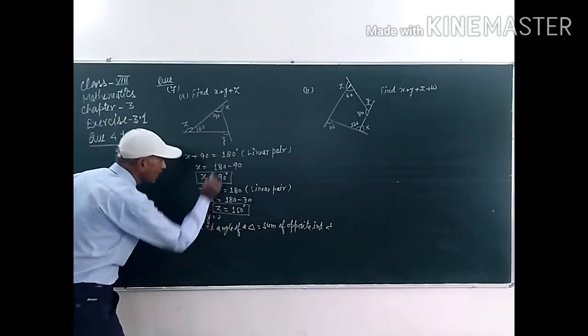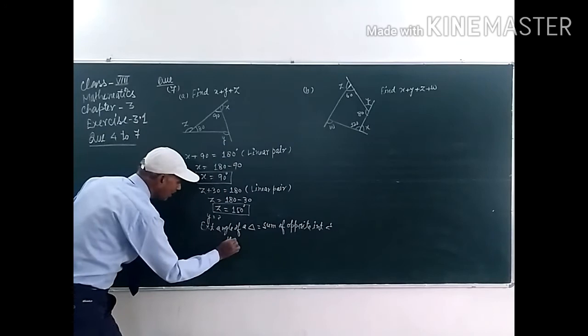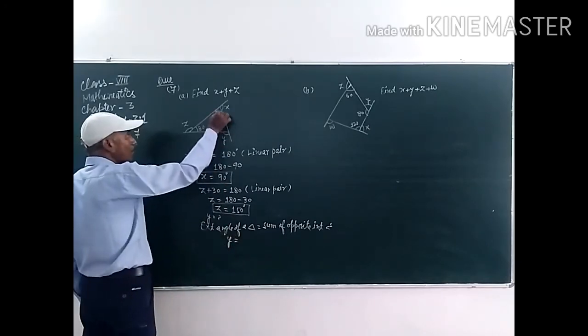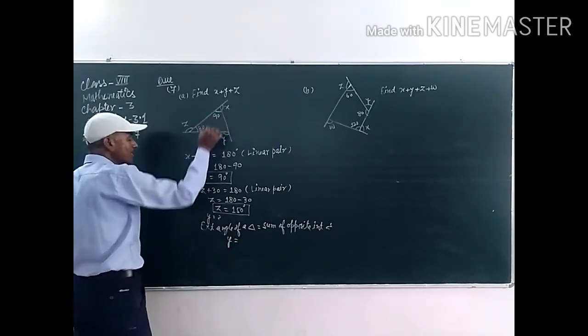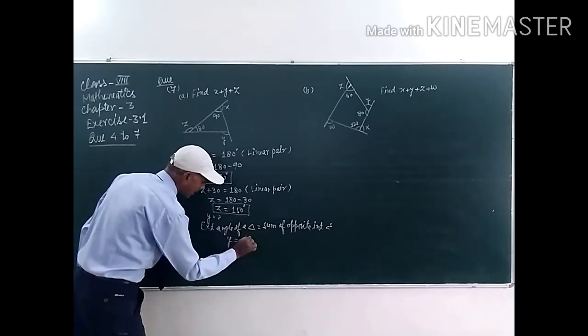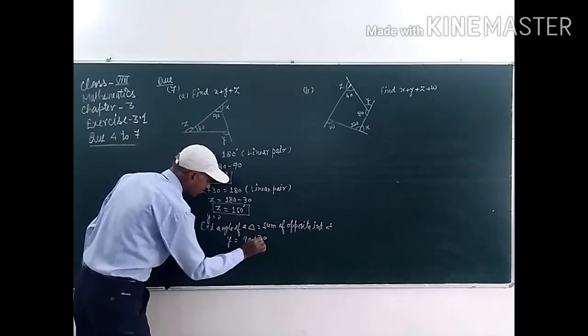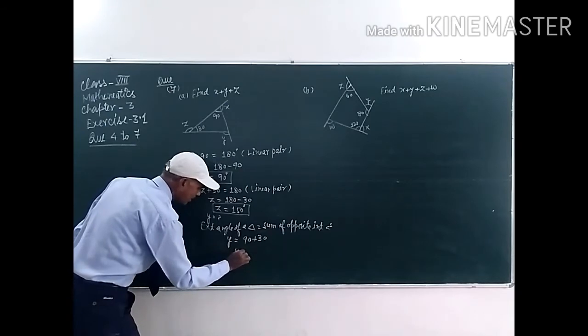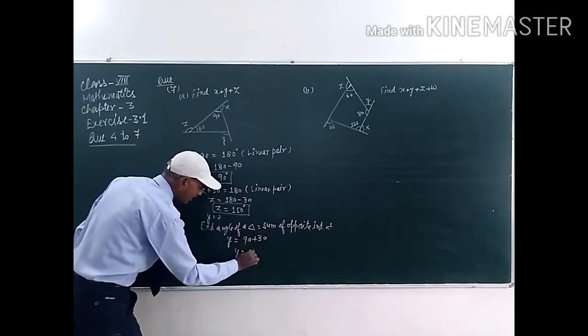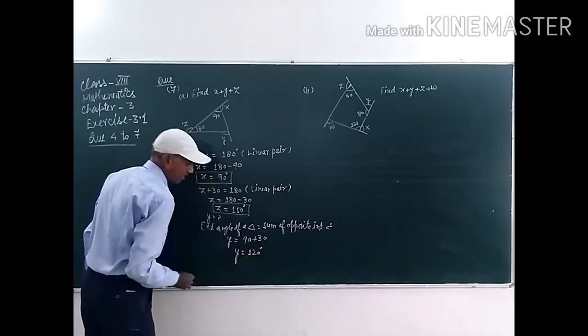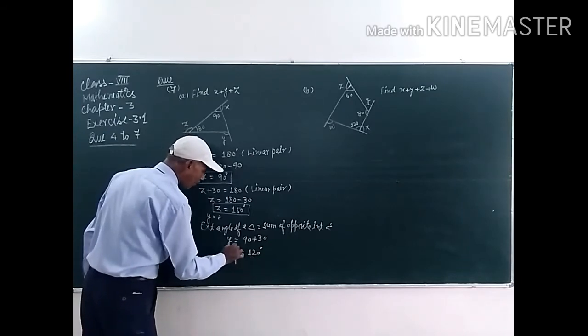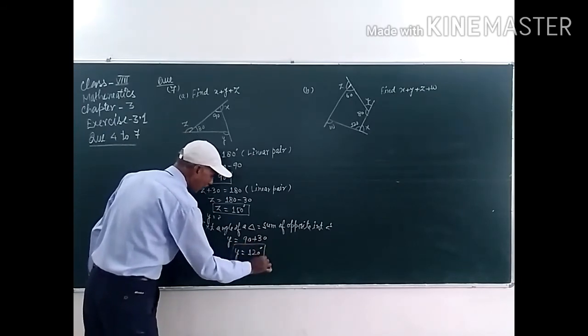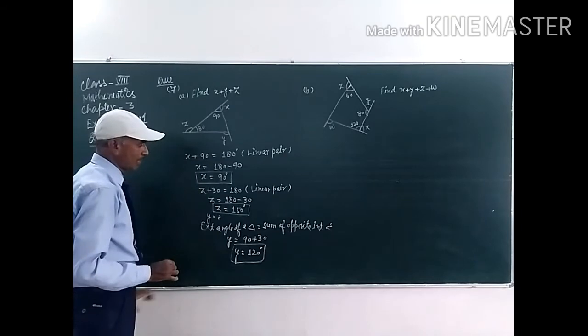So, y is the exterior angle. Y is equal to the sum of the opposite interior angles, 90 plus 30. So, y is equal to 90 plus 30, it is 120 degrees, student. So the value of y is 120 degrees in this figure, student.